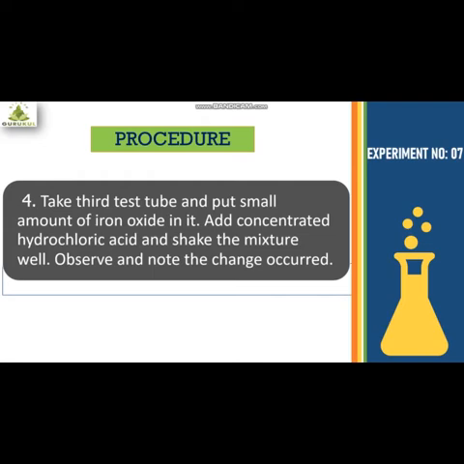Fourth step will be, I have to take a third test tube. So total 3 test tubes we will take. First for water, second for adding dilute hydrochloric acid, and third for adding concentrated hydrochloric acid. So take a third test tube and put a small amount of iron oxide in it. Then add concentrated hydrochloric acid. Shake the mixture, shake the test tube, and again observe the change. Whatever changes have occurred, you have to note it.